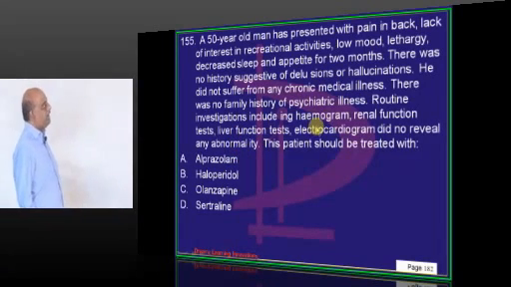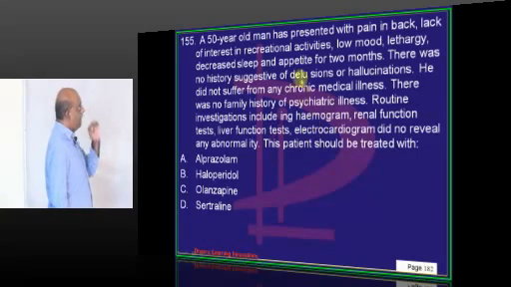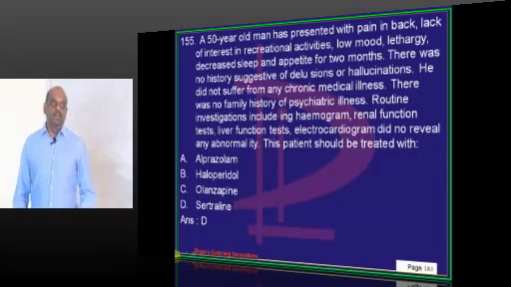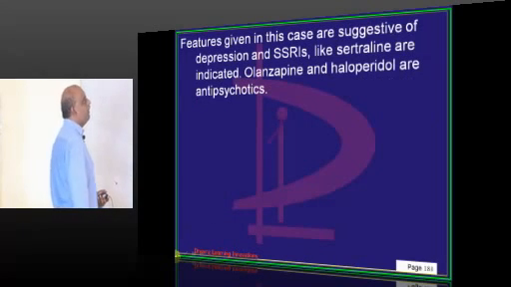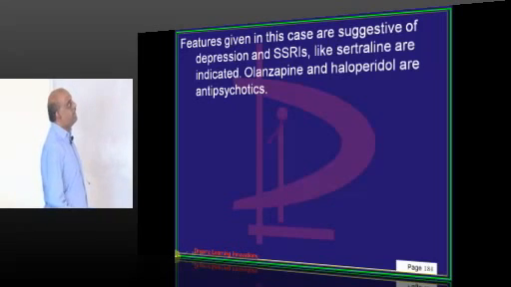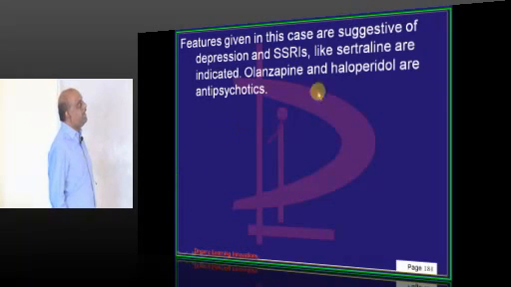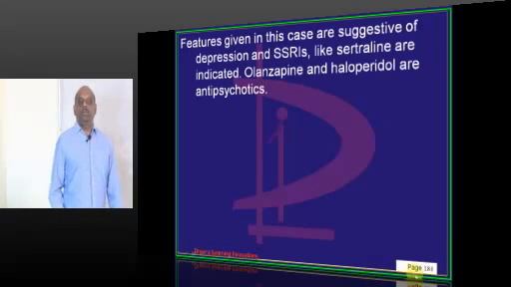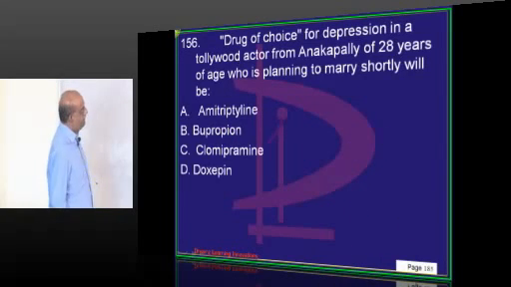Patient is having pain in the back, lack of interest, low mood, lethargy, decreased sleep, etc. 50-year-old. So he is not taking NEET PG. So how do you want to manage? SSRIs like sertraline are the ones which are indicated. Whereas olanzapine and haloperidol mentioned are all antipsychotics.